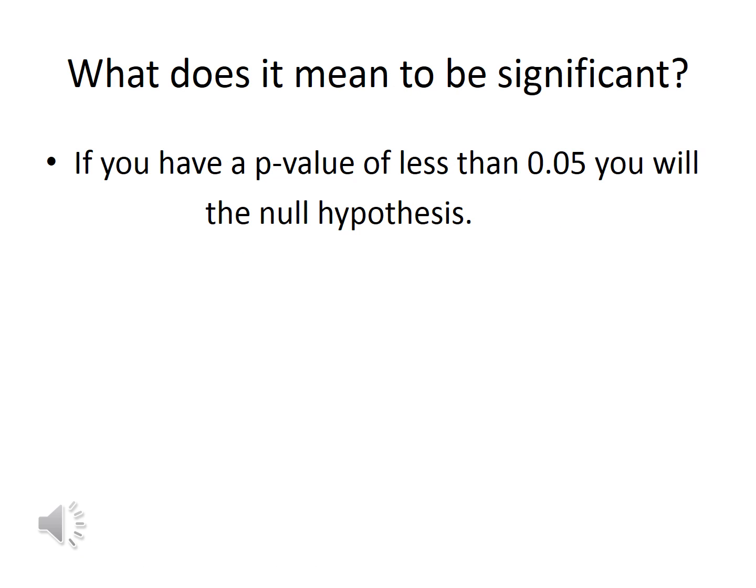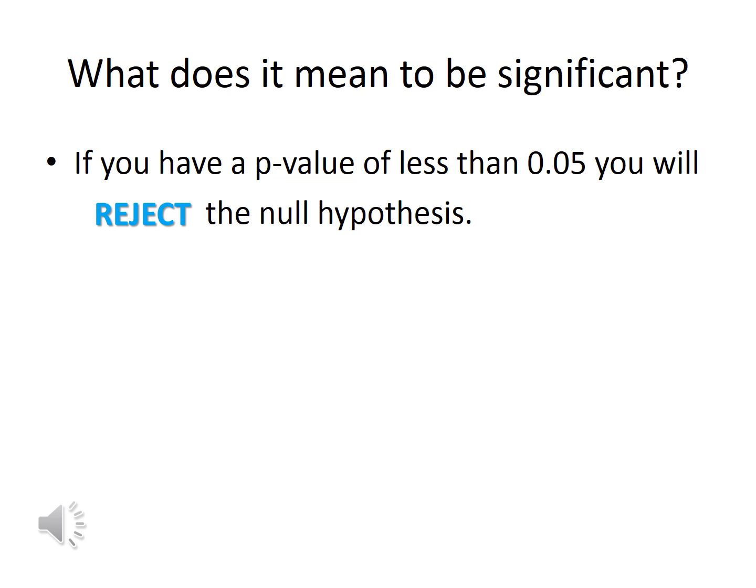Now we've got p-values sorted, you've still got some thinking to do, as you need to know what it means to be significant. There are two parts here. The first part is simple. If you have a p-value of less than 0.05, you will reject or accept the null hypothesis. Think about it, and hopefully you will have decided to reject the null hypothesis.